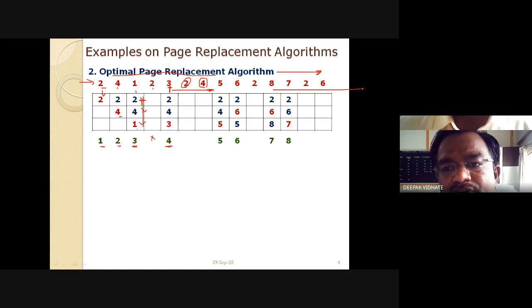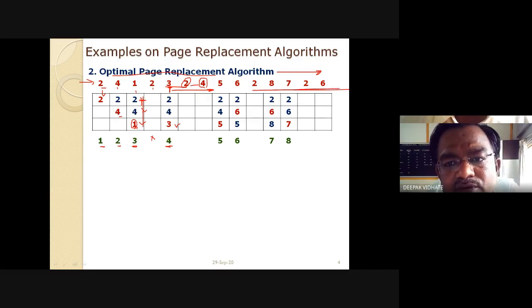So 1 is not required entirely in the list. So page number 1 will not be required in the list. That's why I'm going to replace this one. This one is replaced by this 3. Getting this point? Means looking in this direction. 2 is nearer, that's why I cannot go for 2. 4 is also nearer. So 1 is not at all required. That's why 1 is replaced by 3.